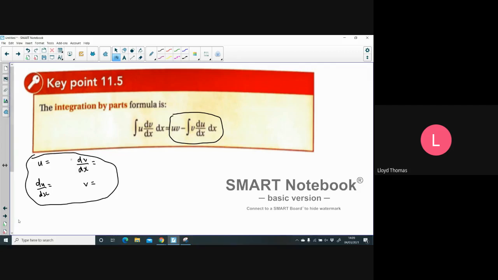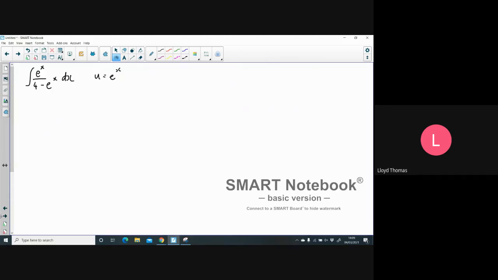Okay, that's it, apart from substitution, which we've only just done, so I'm not going to do a full recap of that. However, this question was one that caused problems on the homework. Not the homework, the assignment, whatever you want to call it. So the question is this one here. The integral of e to the x over 4 minus e to the x dx.